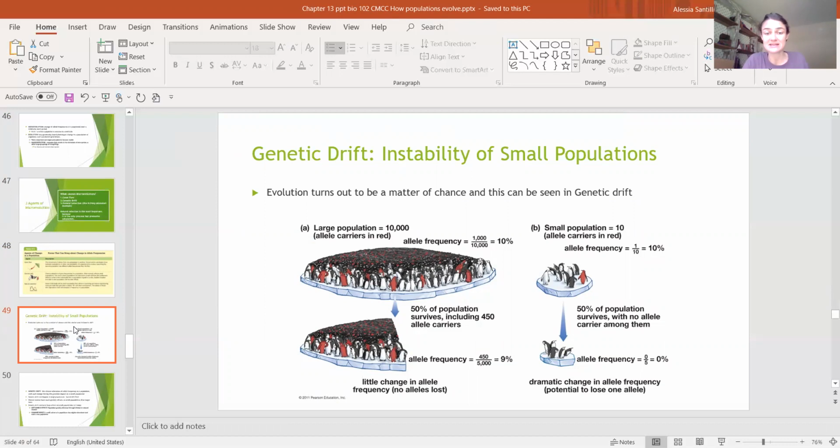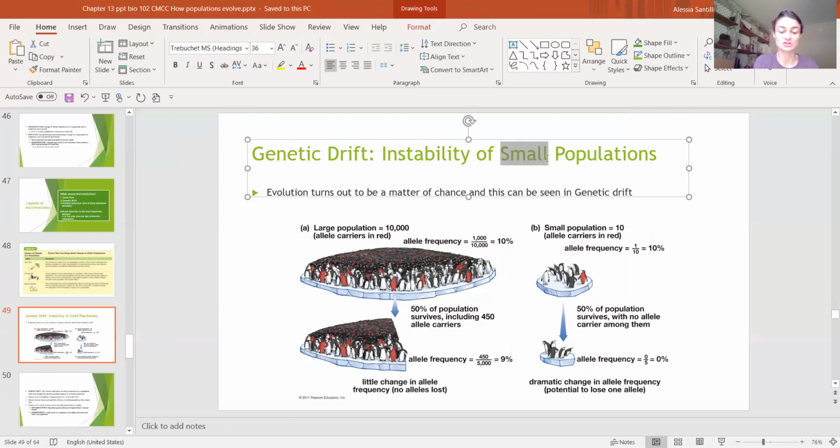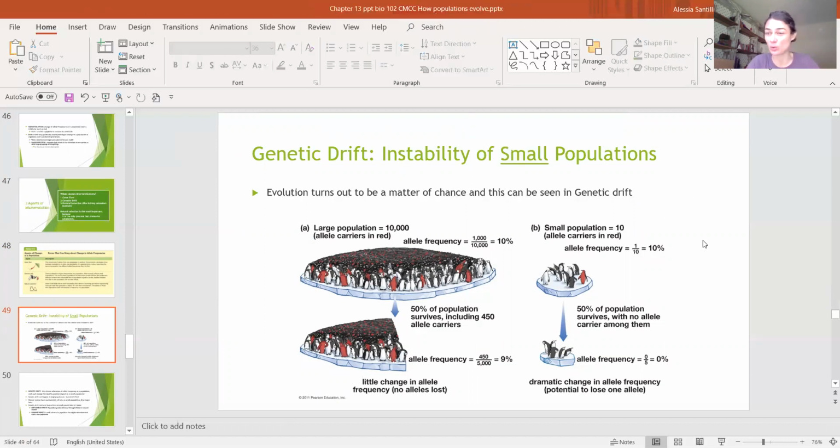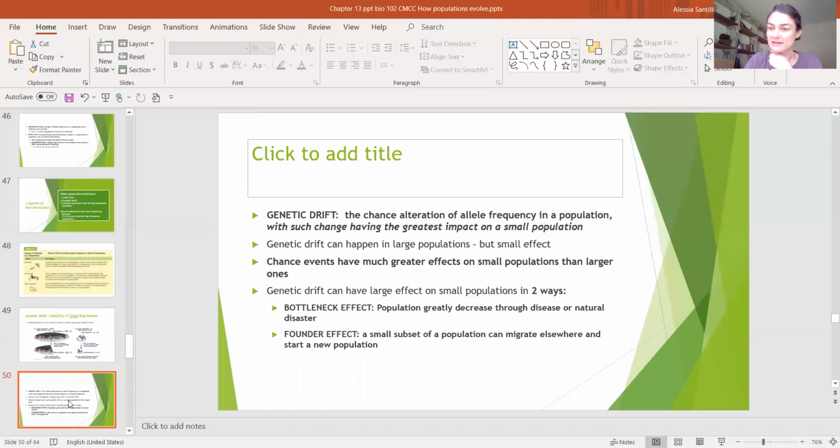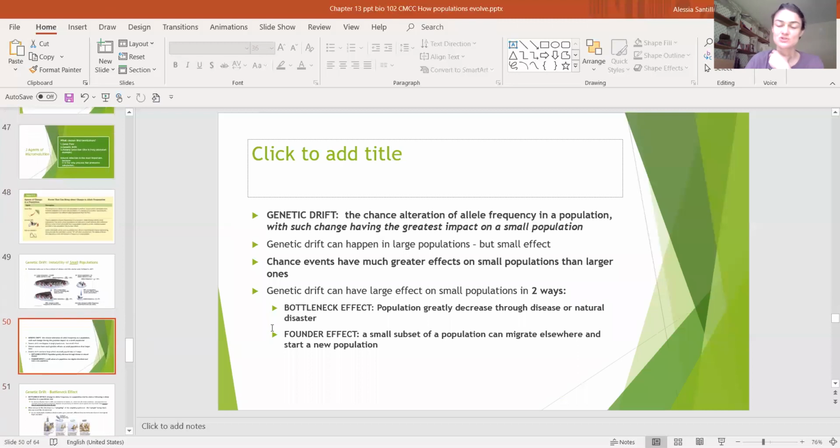Okay, this is basically all a matter of chance. Genetic drift is instability of small populations. I'm going to underline this because this is really important. Genetic drift only really has an effect on small populations and not on big ones. Actually, let's go back and read what genetic drift is. Genetic drift is a chance alteration, so it's all up to random chance, of allele frequency in a population's gene pool, with such change having the greatest impact on a small population.